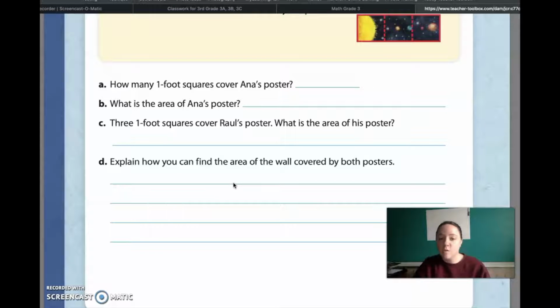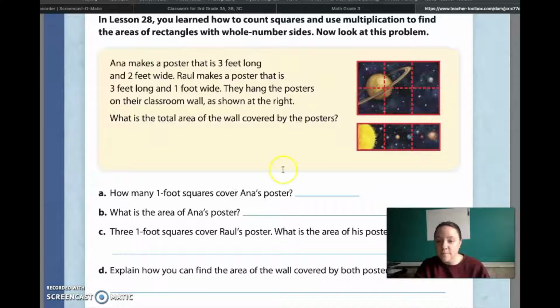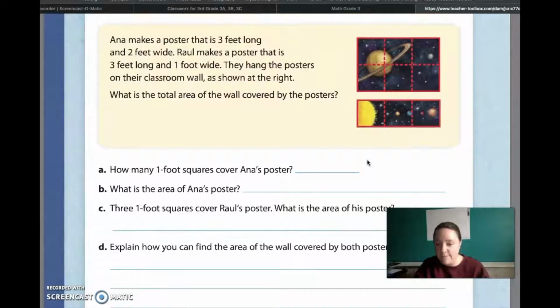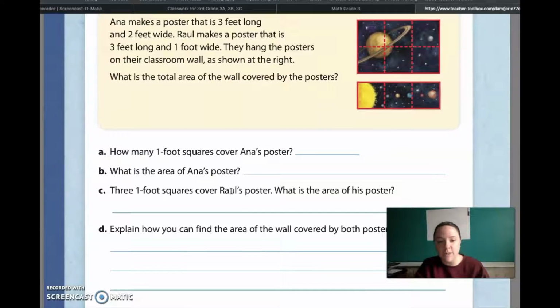How many 1 foot squares cover Anna's poster? Well, let's look. Here's 1 square foot, 2 square foot, 3 square foot, 4 square foot, 5 square foot, 6 square foot. So we know that we have 6 square feet that cover her poster, okay? I know that Anna's poster has 6 square feet. That's her area. B, what is the area of Anna's poster? Well, we just said it, 6 square feet. Don't forget the square because that means you multiplied.